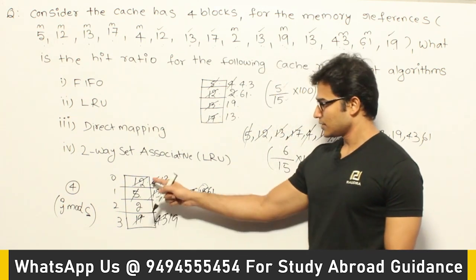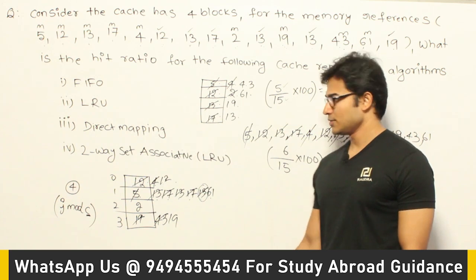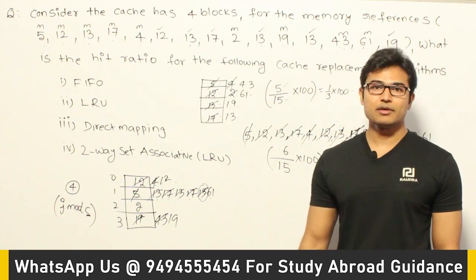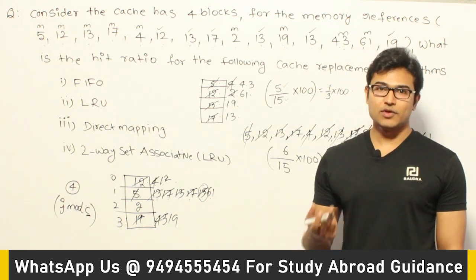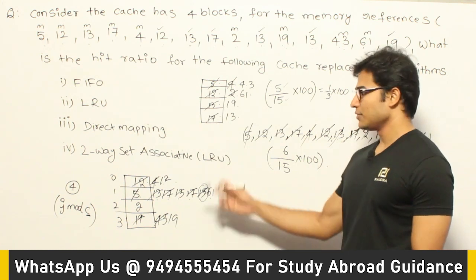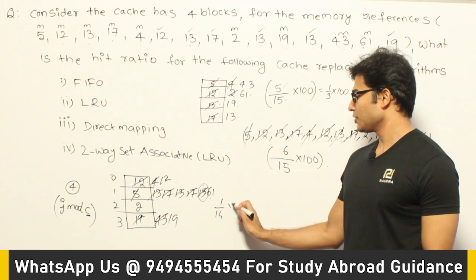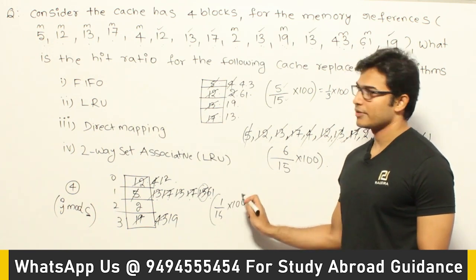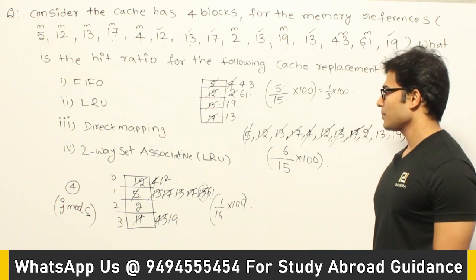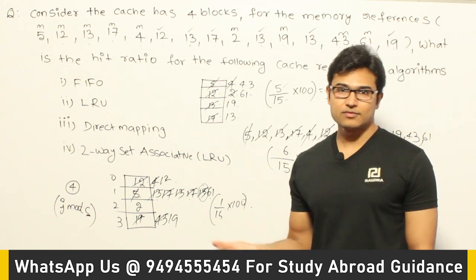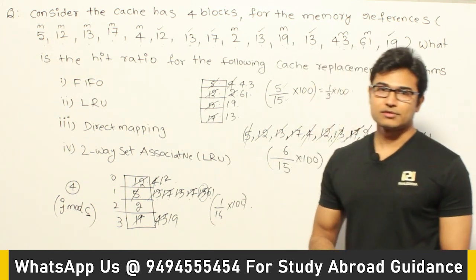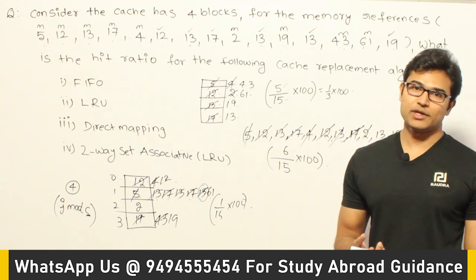Okay, now if you observe this, in the entire process, 13 is the only number for which we got a hit. So out of these 15 references, only one hit is there. So 1 by 15 is the hit rate for this, 1 by 15 into 100. Got it? So for direct mapping, for this example, it looks as if this is the worst method, right? But then it may vary from example to example.